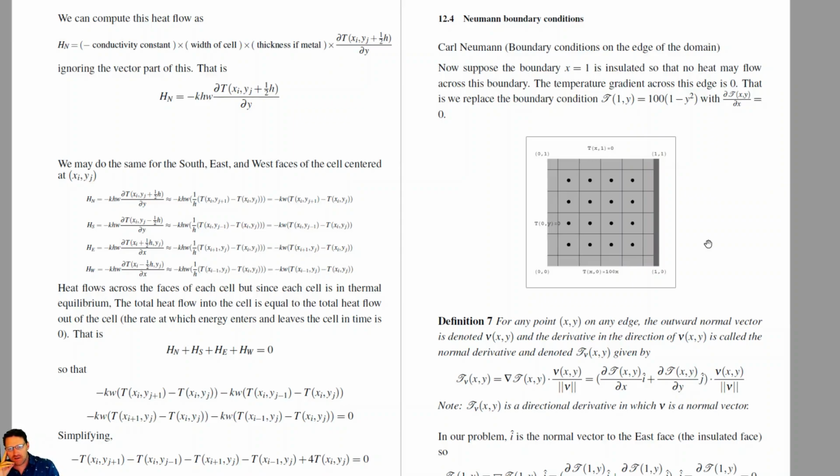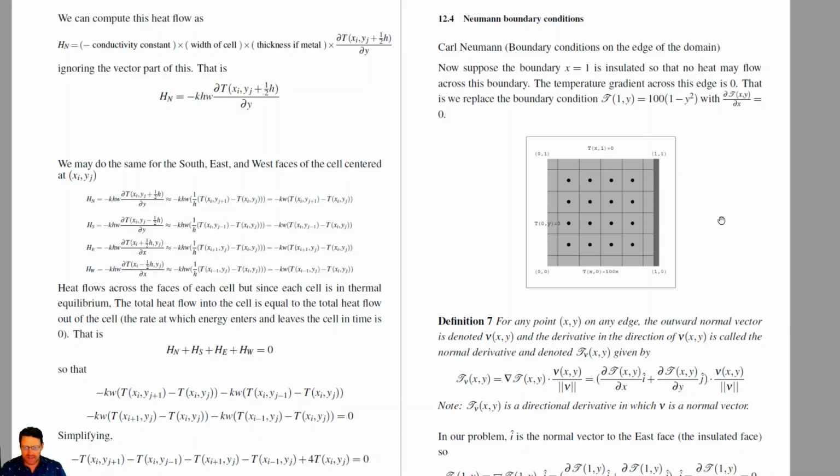The temperature gradient across this edge is 0, so we're still assuming that each of the other faces, front and back, are insulated. But here, the right hand side is insulated so that the temperature gradient is 0 along there. So if we replace the boundary condition T(1, y) equals 101 minus y squared with a partial derivative boundary condition, that would say the partial derivative of temperature with respect to x is equal to 0 along this right hand face. And suppose we have it given in that way. Okay, so that's what we're looking at now.